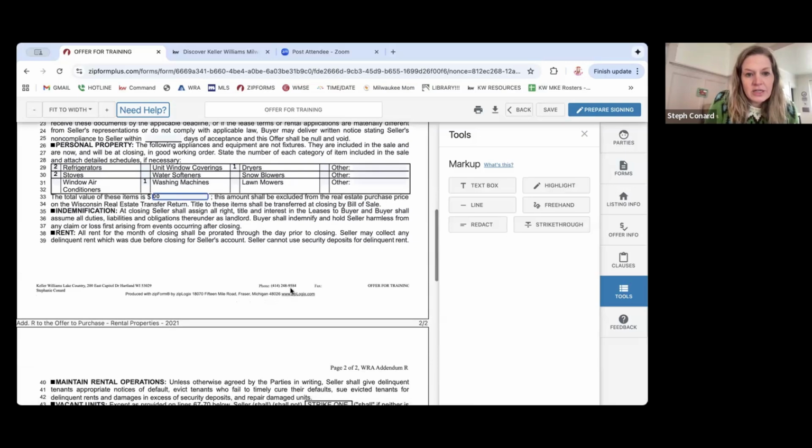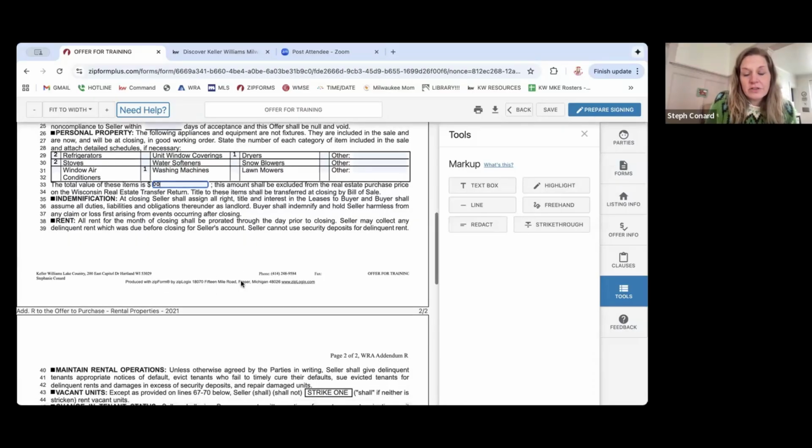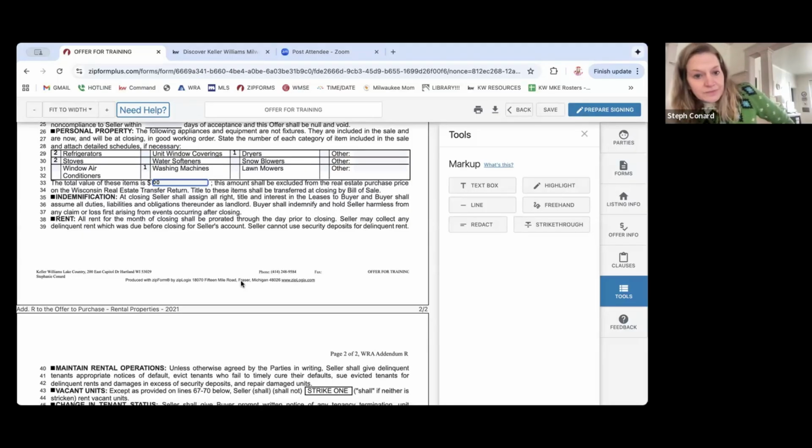Indemnification at closing, the seller shall assign all right, title, and interest in the leases to the buyer, and buyer shall assume all of the duties and obligations as the landlord. The buyer shall indemnify and hold the seller harmless from any claim or loss from arising events occurring after closing. So that's a protection for the seller, saying, my hands are washed. I have transferred these leases over to you as a part of the sale. So you're holding me harmless of anything that might occur with the tenants after closing.